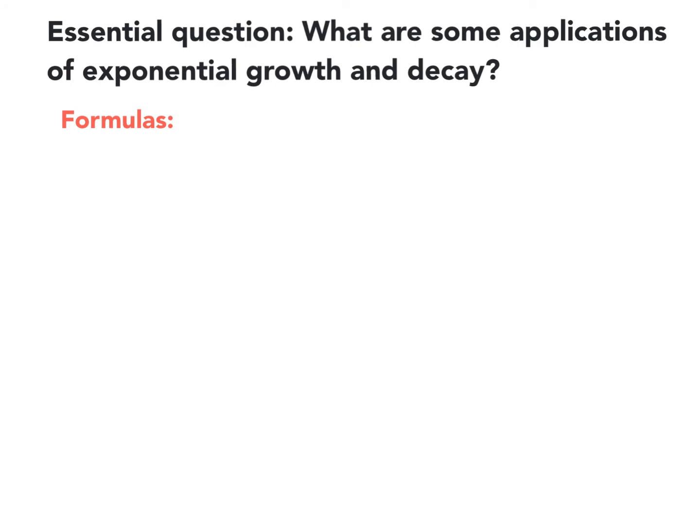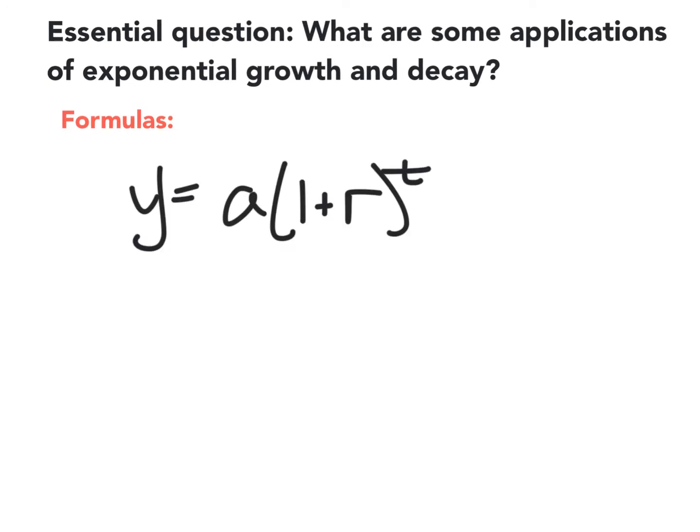Alright, today we're going to answer the question, what are some applications of exponential growth and decay? There are a few formulas that we're going to look at. The first is y equals a times (1 plus r) to the t, where a represents the initial amount, r is the growth or the decay rate, so you might have to subtract r, and t is time.